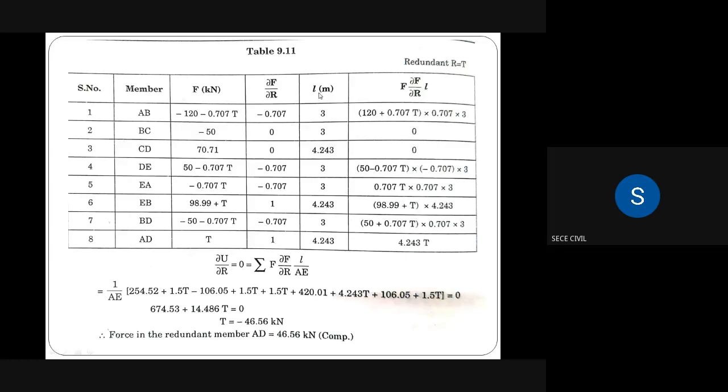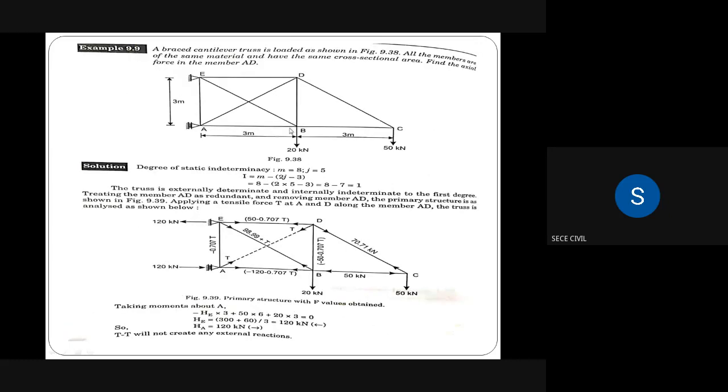Then we are substituting the length values of those members. Member AB 3, BC 3, CD 4.243. We have to calculate this value. Other members' values also. So member AD 3 meter, BC 3 meter, vertical member also 3 meter, BD also 3 meter. We have to calculate the length of the inclined member by using the Pythagoras theorem or hypotenuse kind of formula. Square root of AE square plus AB square will give the member length of BE.